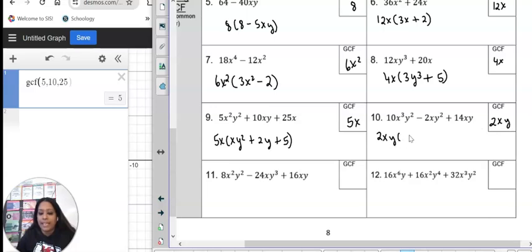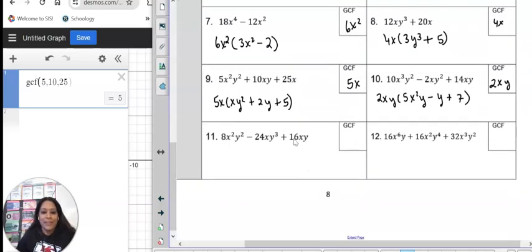So let's be careful. 10 divided by 2 is 5. X cubed divided by x is x squared. Y squared divided by y is just y. Minus 2 divided by 2, that's gone. X is gone, and then y squared divided by y, you just have y left. 14 divided by 2 is 7. And then x and y get canceled out.